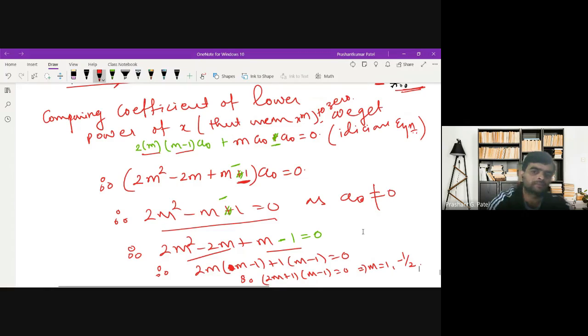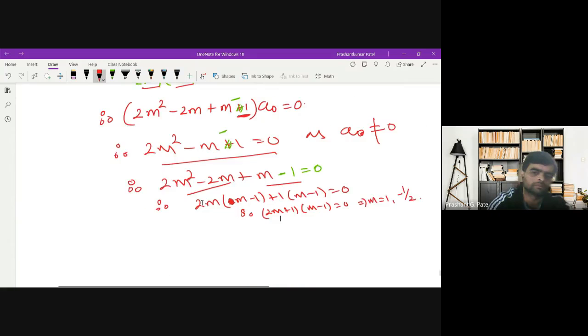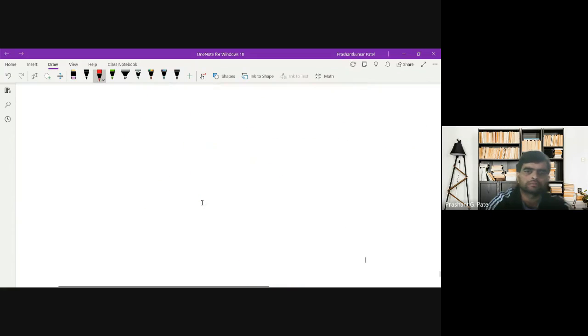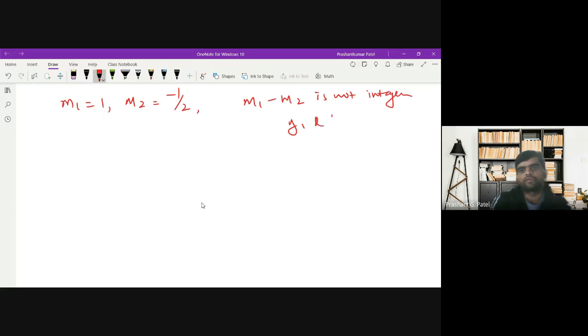See, it says that this Frobenius series says that, here m1 is 1 and m2 is minus 1 by 2. If m1 minus m2 is not an integer, then the solutions y1 and y2 are alike, and there is no problem to write down the solution at all. If this m1 minus m2 is an integer, then you have a strictly different method to deal with. Till then, if it is not an integer, it is fine.